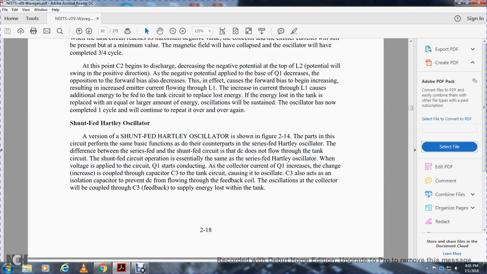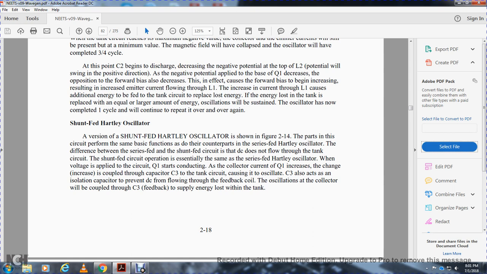Now the shunt-fed Hartley oscillator, shown in figure 214. The parts of the circuit perform basically the same functions as their counterparts in the series-fed Hartley oscillator. The difference between the series-fed and shunt-fed circuits is that DC does not flow through the tank circuit. The shunt-fed circuit operation is essentially the same as the series-fed Hartley oscillator when voltage is applied to the circuit.